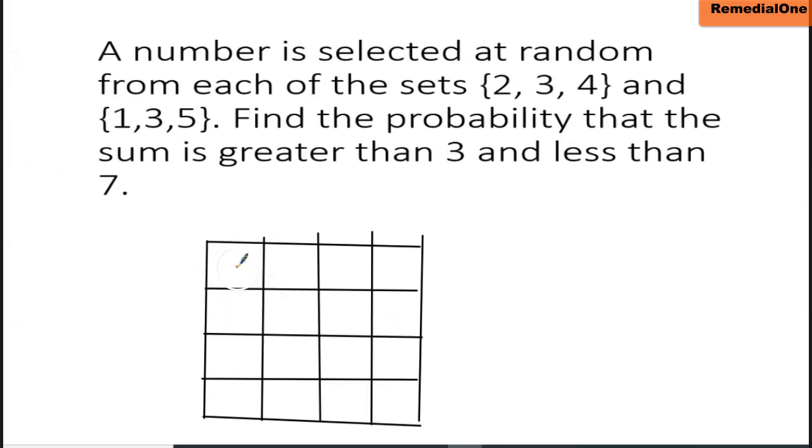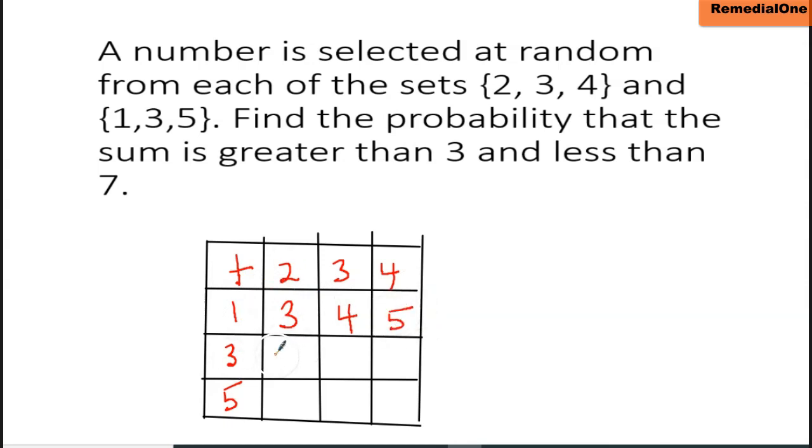Now we are talking about the sum. So assuming that this is the plus sign, one set of numbers should be at the top: 2, 3, 4. Then 1, 3, 5. So 1 plus 2 is 3. 1 plus 3, 4. 1 plus 4, we have 5.